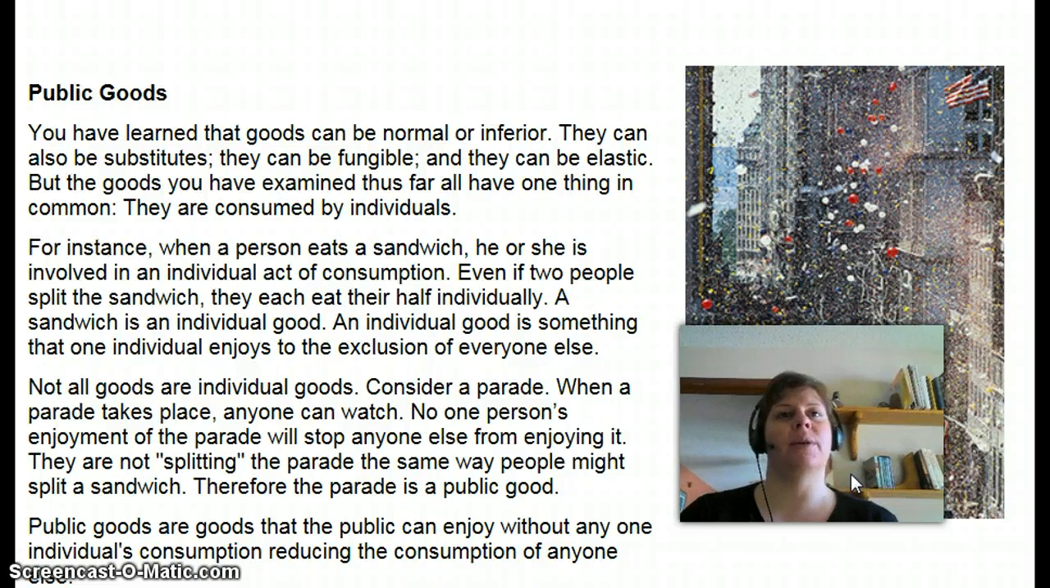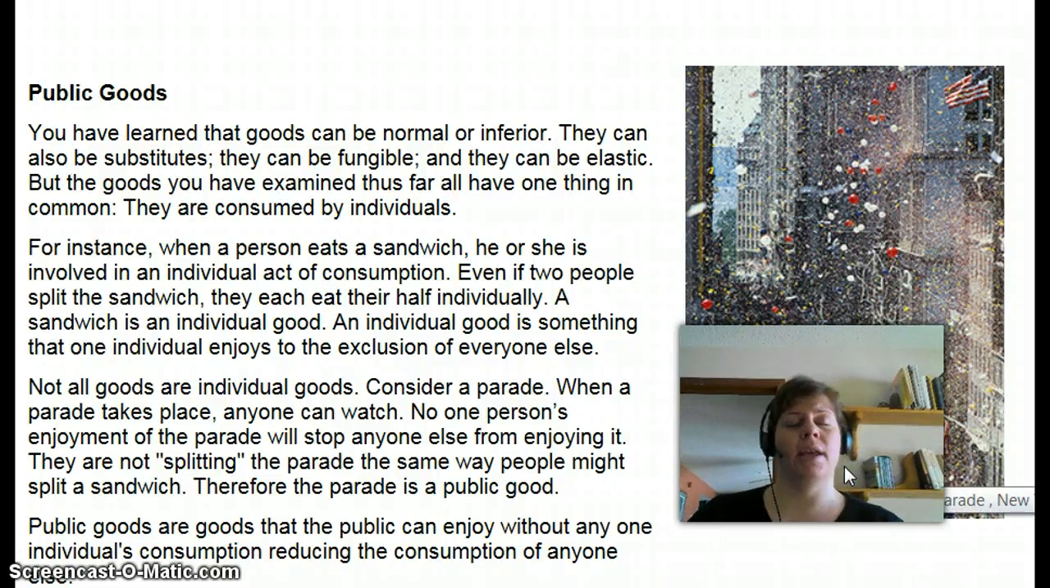For instance, when a person eats a sandwich, he or she is involved in an individual act of consumption. Even if two people split the sandwich, they each eat their half individually. A sandwich is an individual good. An individual good is something that one individual enjoys to the exclusion of everyone else. Not all goods are individual goods.